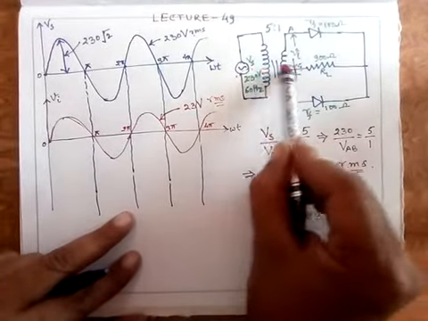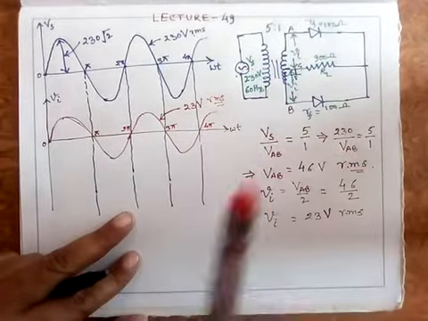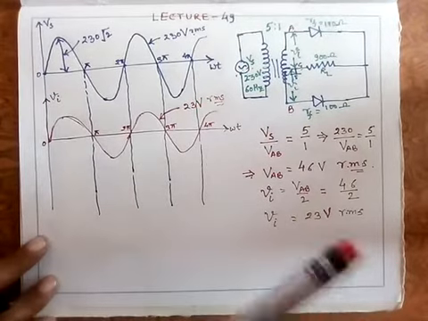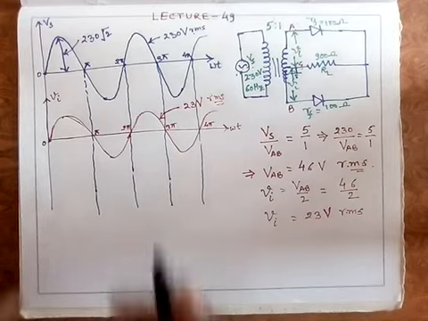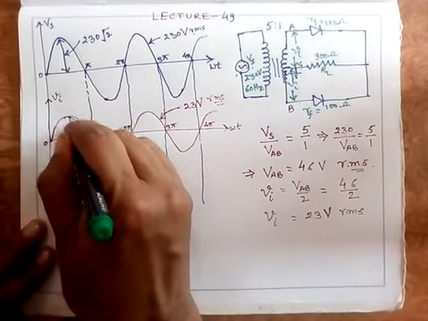The function of this transformer is to step up or step down the voltage, that's all. So it is 23 volt RMS. So naturally, what is the maximum value of this? If I have to find that, what is the value of Vm? This Vm.